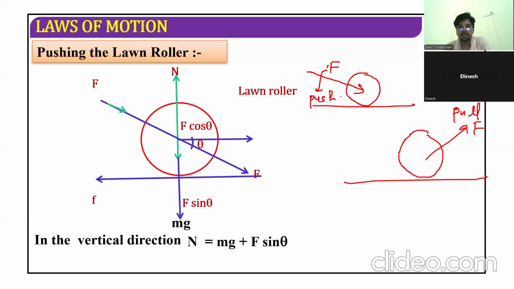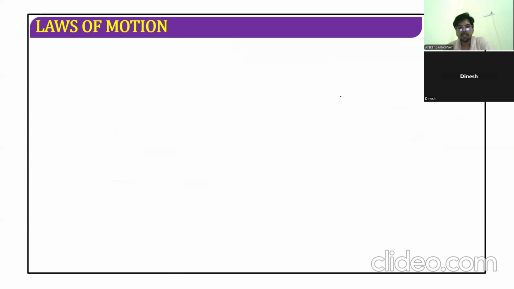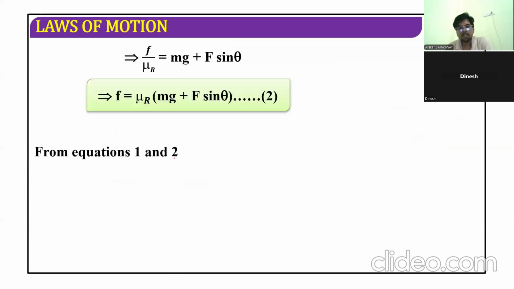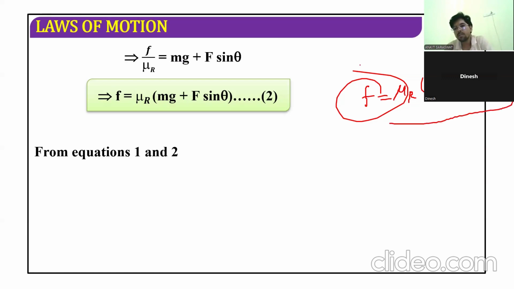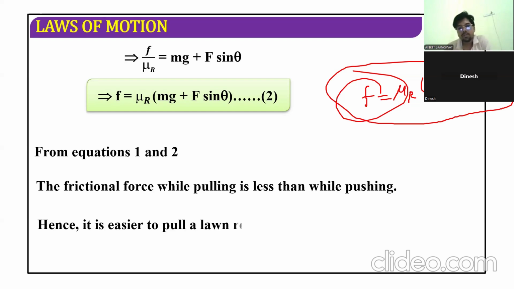So the simple free body diagram I think is clear to you. Here N will be, that is simple. Now you can tag: in which case is rolling friction more? In the pulling case, N is mg minus F sin theta. In pushing, it is mg plus F sin theta. So where is it more? Rolling friction is more in pushing. So friction force while pulling is less than while pushing. That is why pulling is easier.